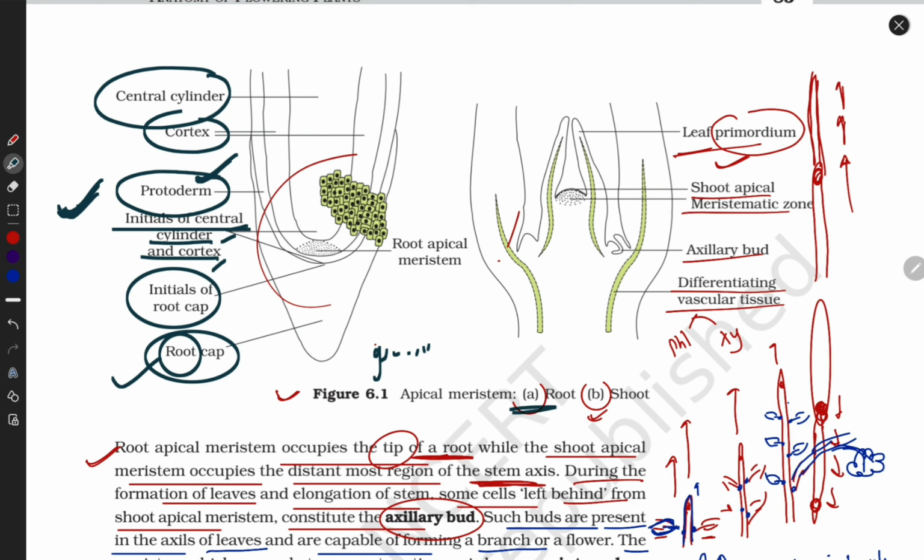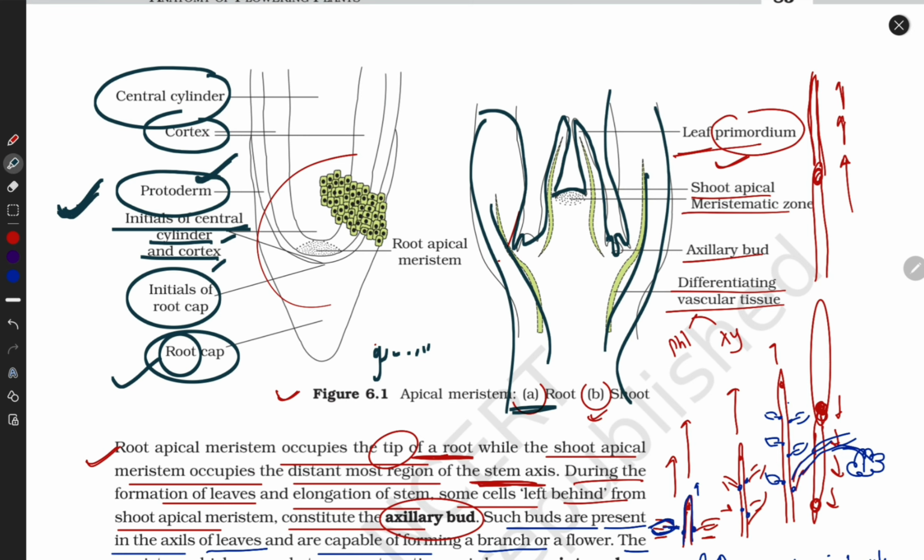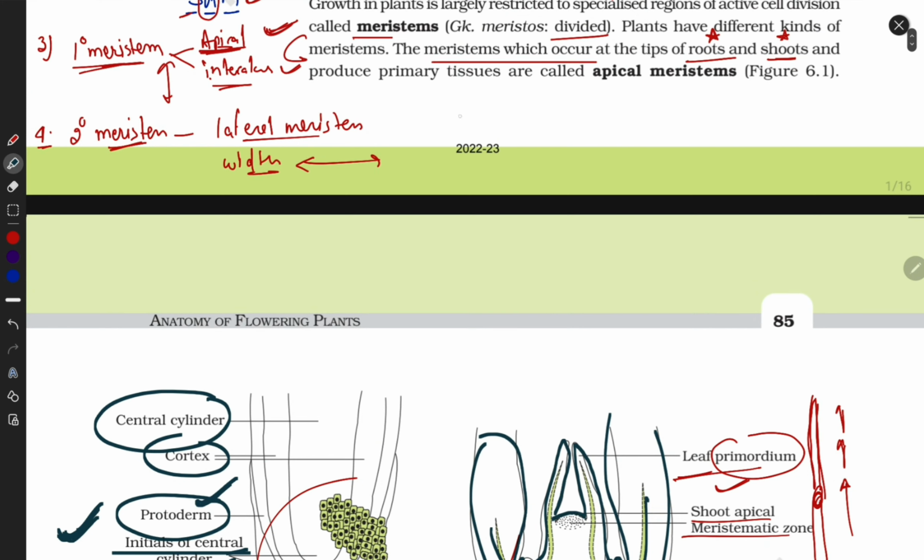Now what about the shoot? It is a little bit modified. You have to practice and you can make a perfect diagram. Again, this is easy. Now the shoot diagram is complete, and the root diagram is complete. You have to add the fifth point: you have to draw a well-labeled diagram.